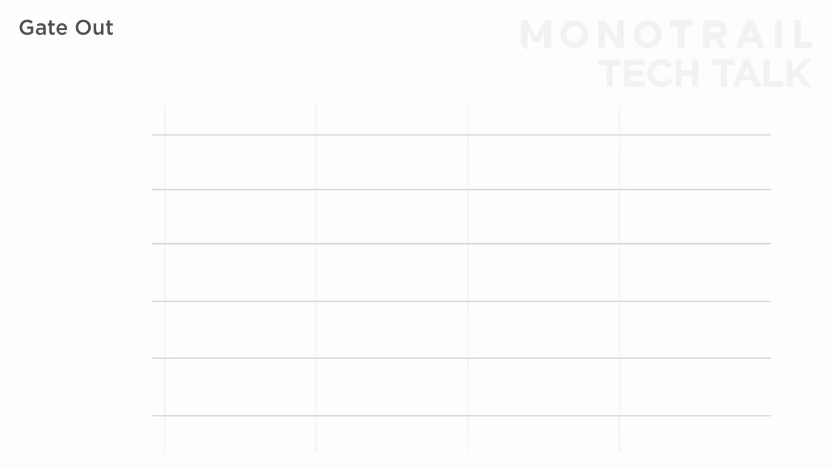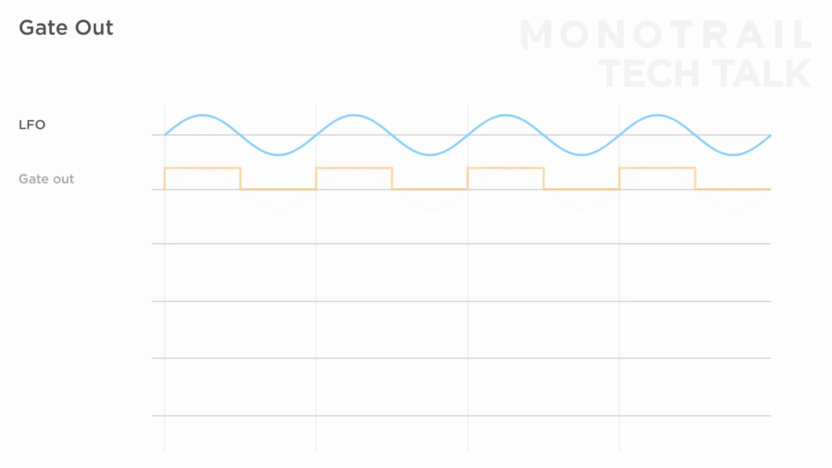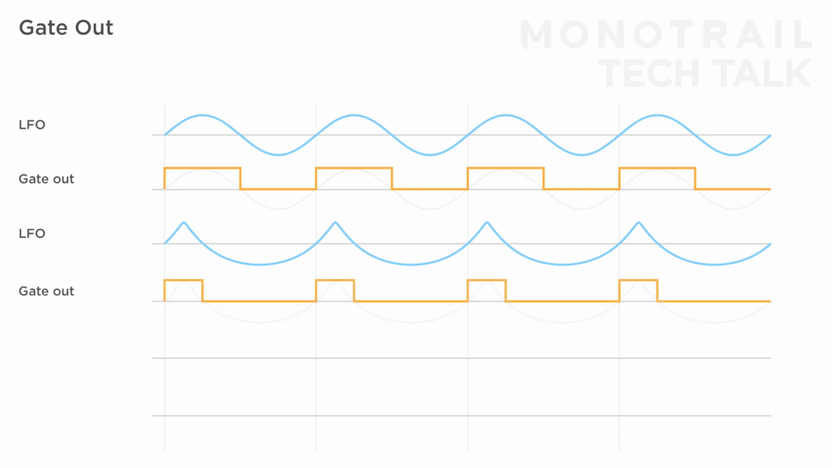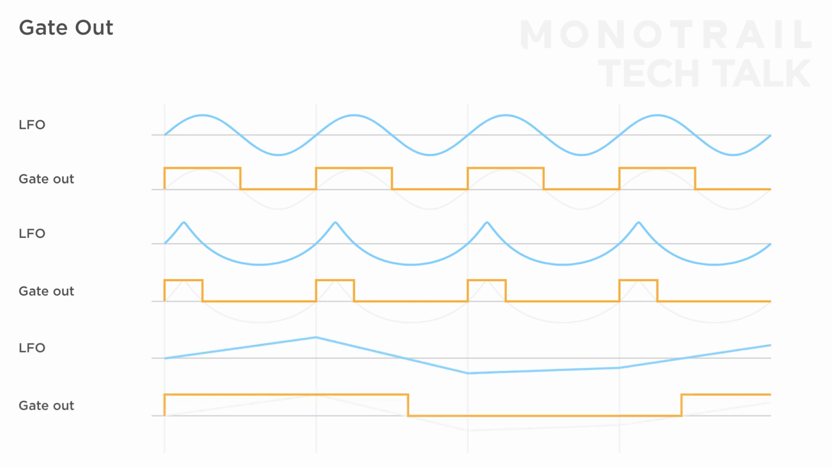For example, using a simple sine wave will result in a steady clock, but applying skew to the sine will result in pulse width style modulation. Complex waveforms, sample and hold signals, or of course random voltages will result in creative gate patterns.